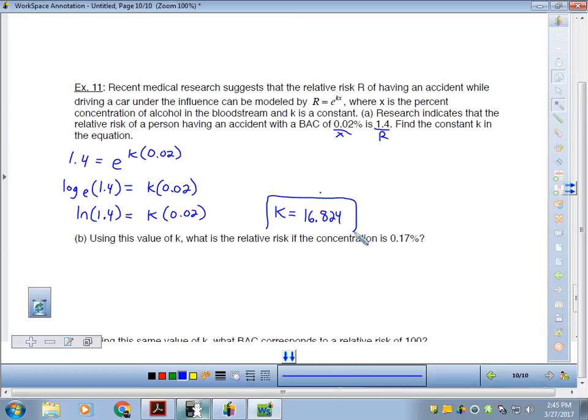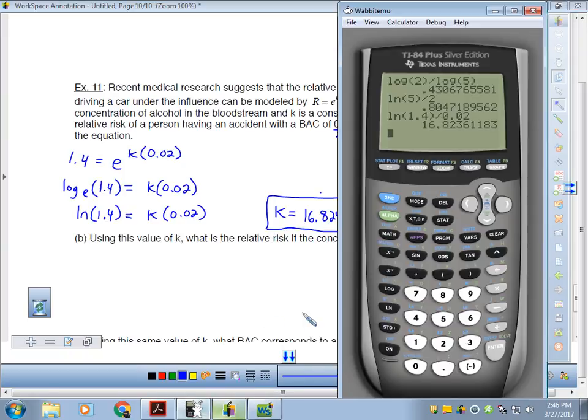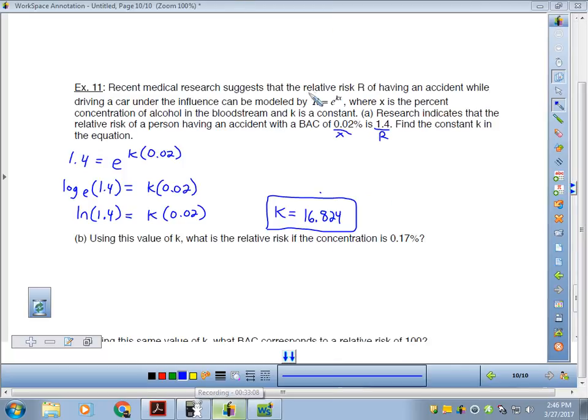Now here's the thing, I'm not going to use this rounded number when I do subsequent problems. I'm going to use this one that's still in the calculator. I'm going to let it keep all those decimals, so that way my answers stay more accurate.